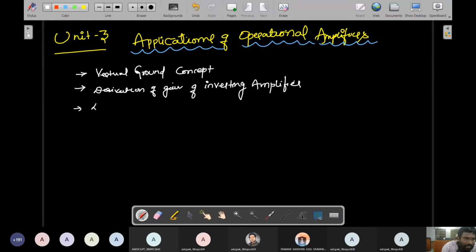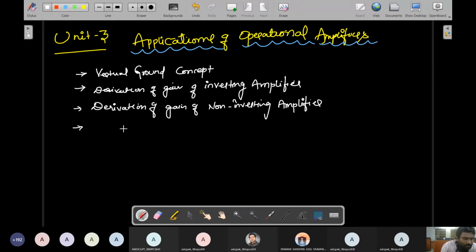Similarly, derivation of gain of non-inverting amplifiers, and after that, op-amp as adder, adder or summing amplifiers.